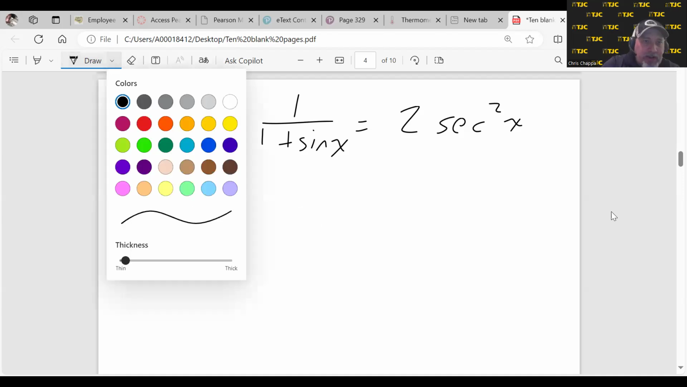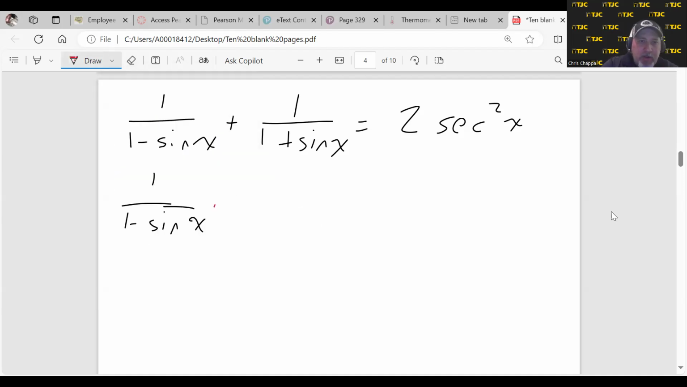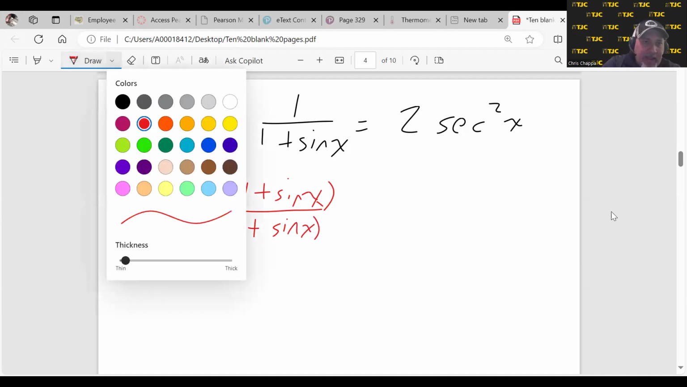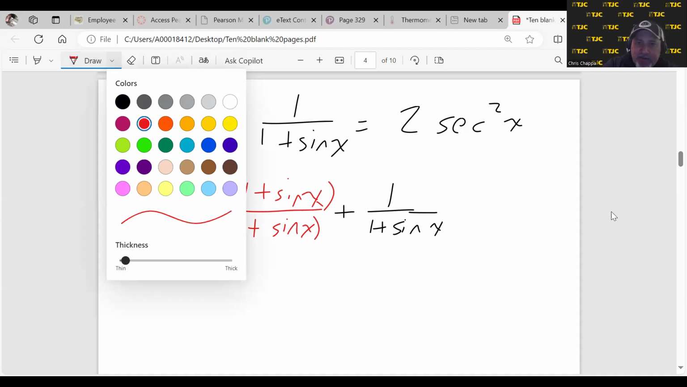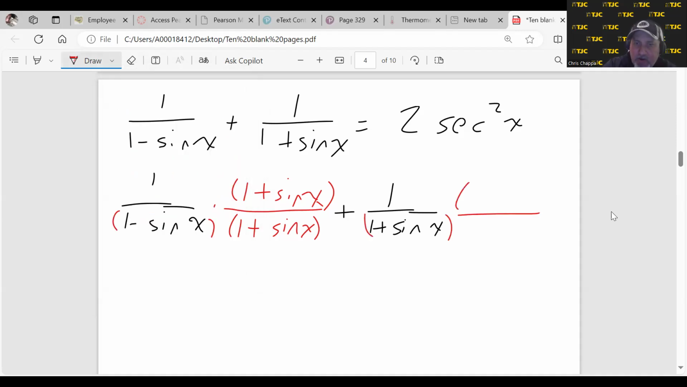So what do we need to get a common denominator? Well, the first fraction has 1 minus sine x in the denominator. The second fraction has 1 plus sine x in the denominator. So let's multiply the first fraction by 1 plus sine x over itself. And then for the second fraction, the 1 over 1 plus sine of x, we're going to do the same thing. We're going to multiply it by the denominator of the first fraction. So 1 minus sine x over 1 minus sine x.